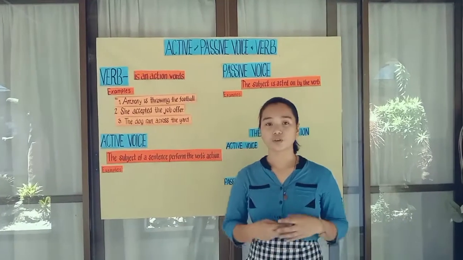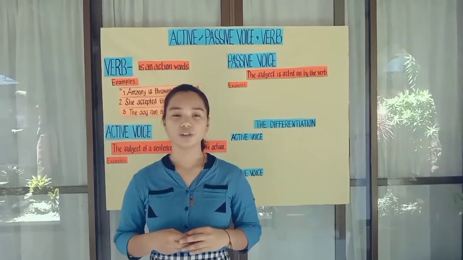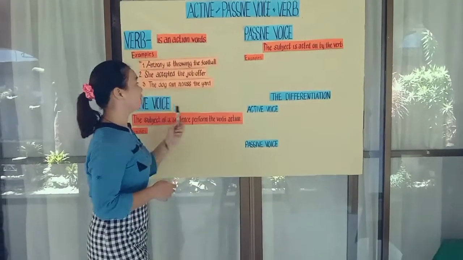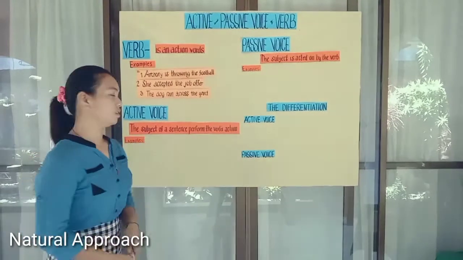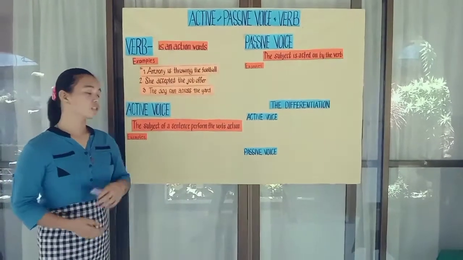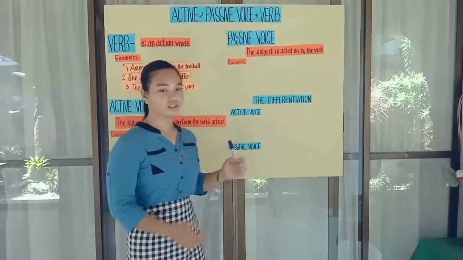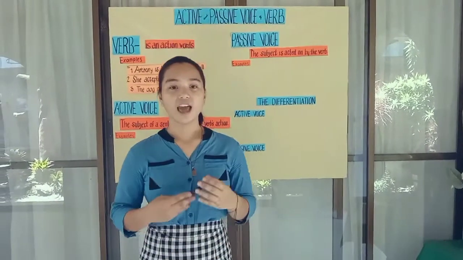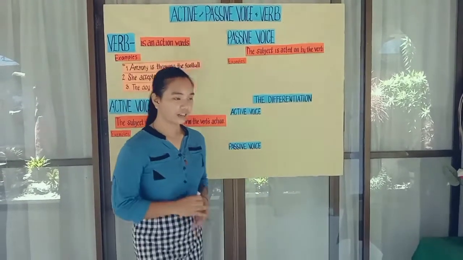Here, we are concerned with voice. The two grammatical voices are the active and passive. So now, what is active voice? Active voice is when the subject of a sentence performs the verb's action. Sentences in the active voice have a strong, direct, and clear tone.